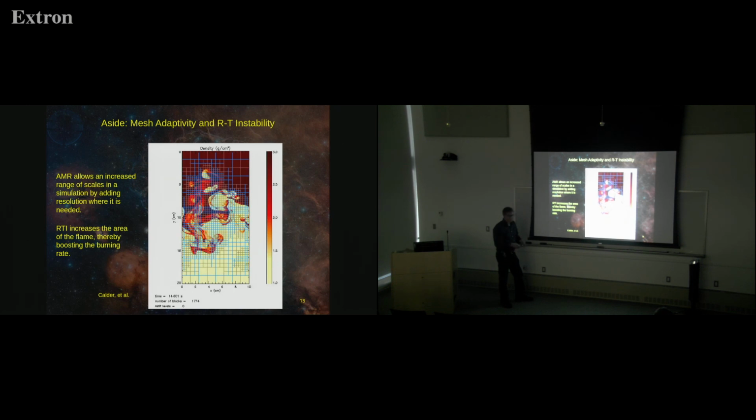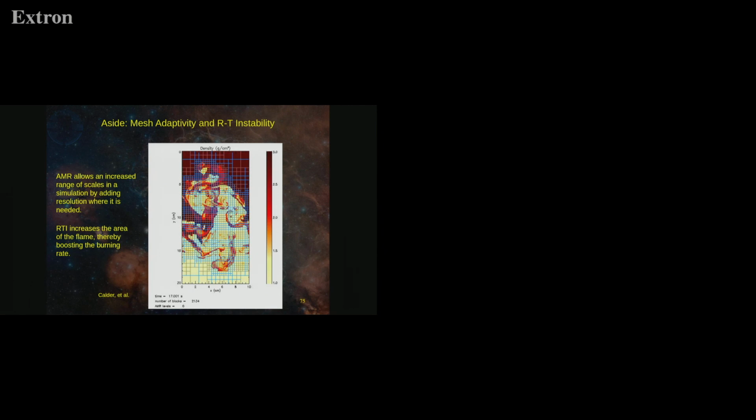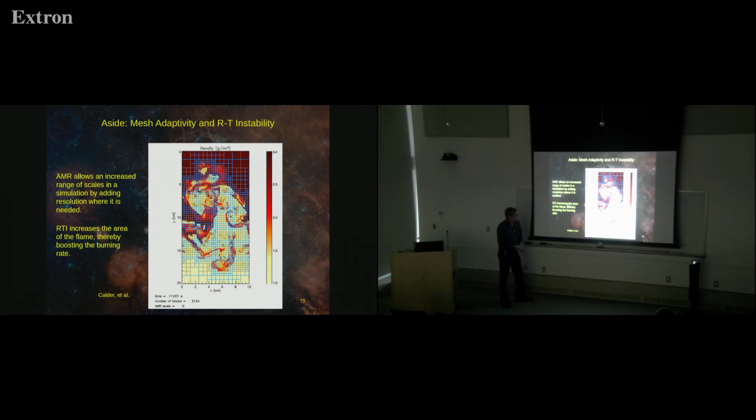So the code that I use is the Flash code, and I should have thrown a slide in there, but I'll just say I can tell you about it. It's available if you want to play with it. It has this mesh adaptivity. The other codes we use, Maestro and Castro, sit on the AMR-X adaptive mesh framework, and those are all available for a lot of applications.